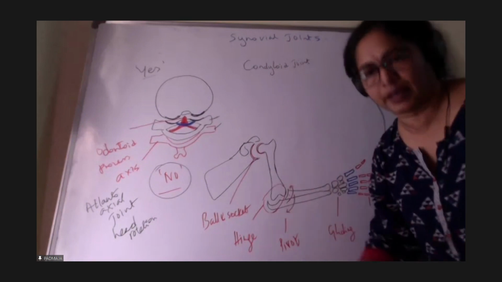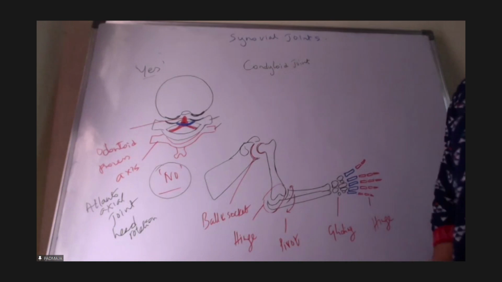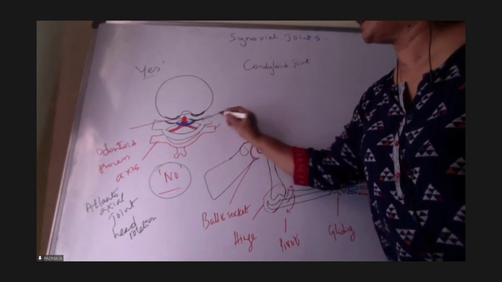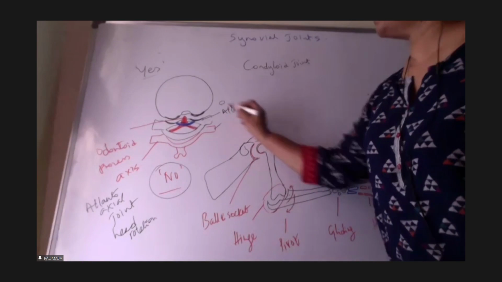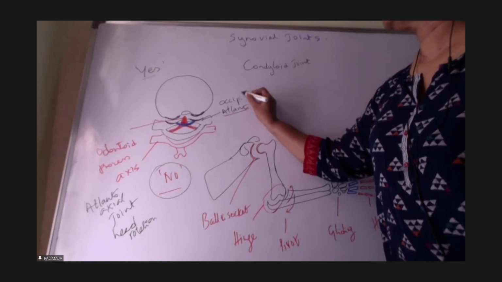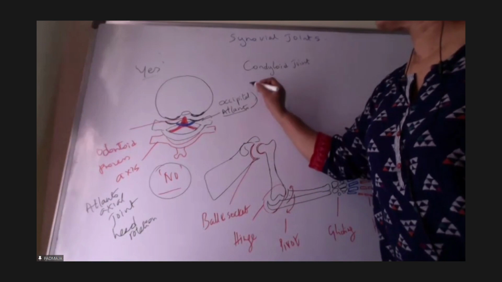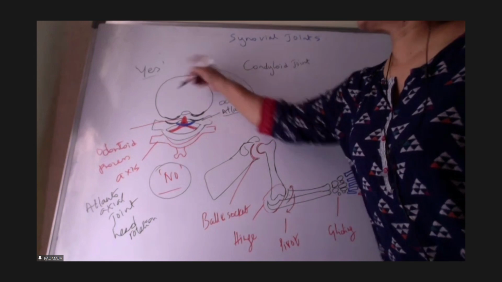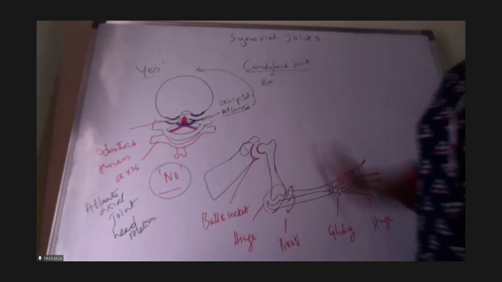Suppose you are nodding your head to say yes. Then what are you using? Condyloid joint. What condyles? Atlanto. Now this time you have to say atlanto first, okay? Next you take occipital. Atlanto-occipital joint, to say yes. Example for condyloid joint.